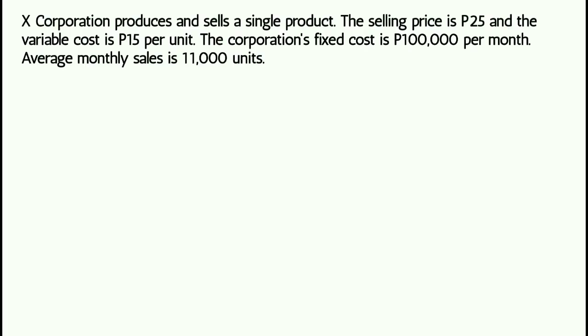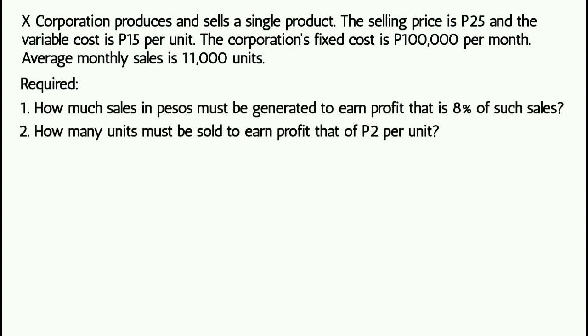Let's now proceed to problem number 2. X corporation produces and sells a single product. The selling price is 25 pesos and the variable cost is 15 pesos per unit. The corporation's fixed cost is 100 pesos per month. Average monthly sales is 11,000 units.